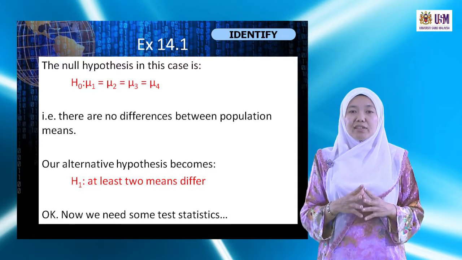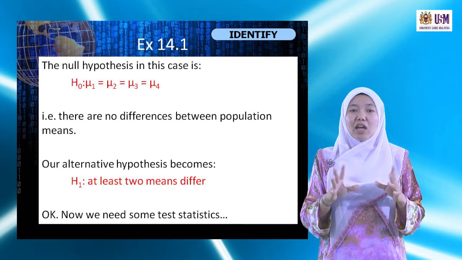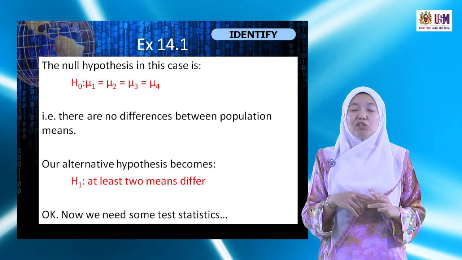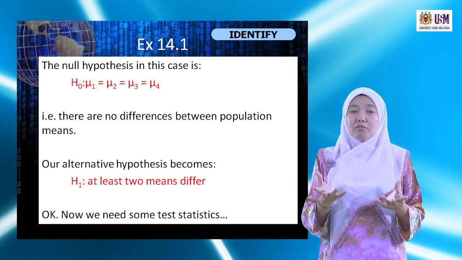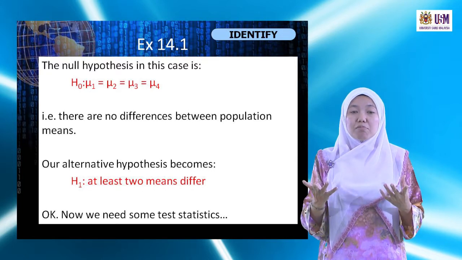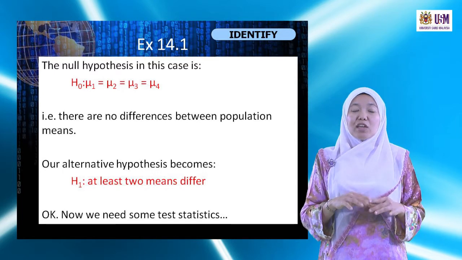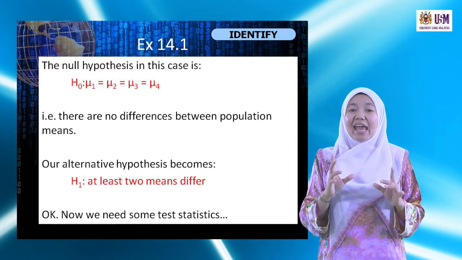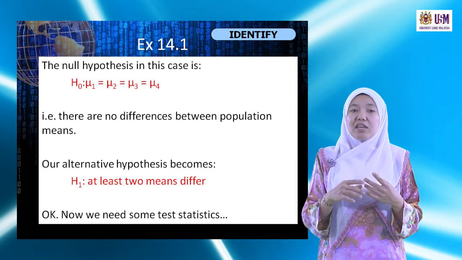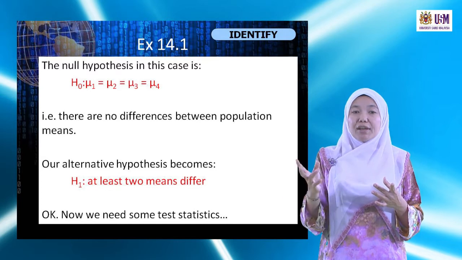So let's identify your null hypothesis in this case. What is your null hypothesis? It should be mu 1 equals mu 2 equals mu 3 equals mu 4. What does it mean? You are saying that basically there are no differences between the population means among the four different age groups. Alternatively, your alternative hypothesis becomes at least two means differ. You do not know which one, but it can be either mu 1 or mu 2 or mu 3 which is not equal to mu 4, and vice versa.